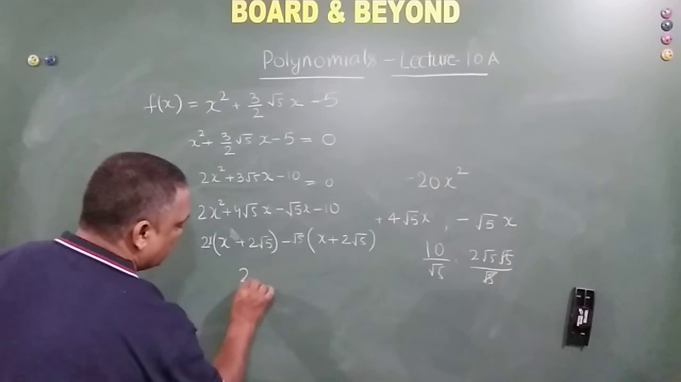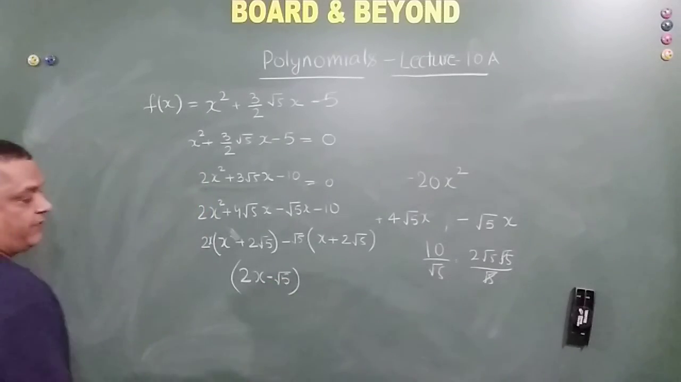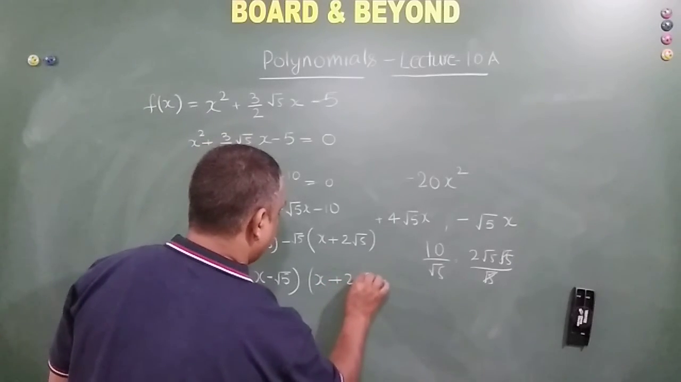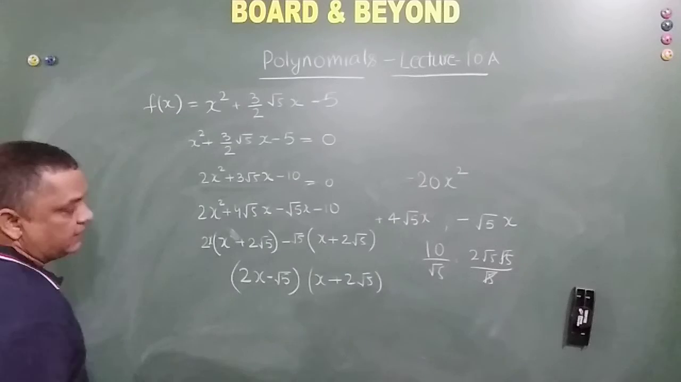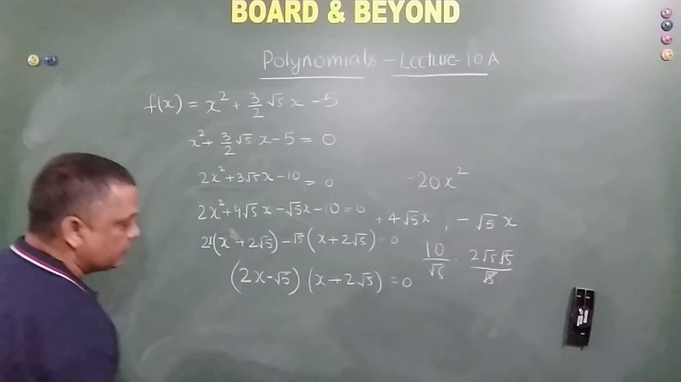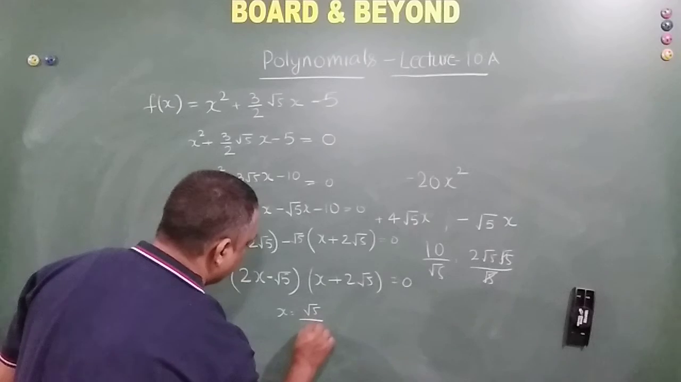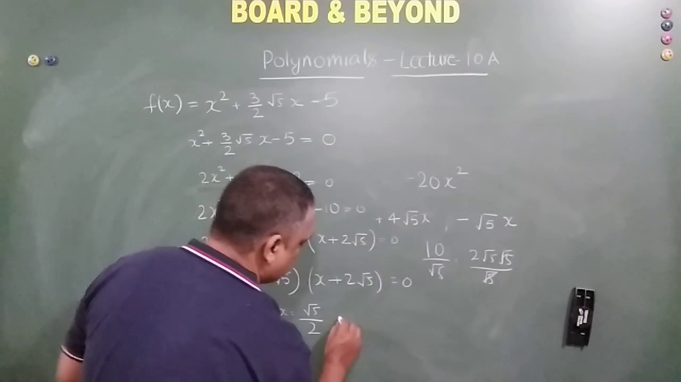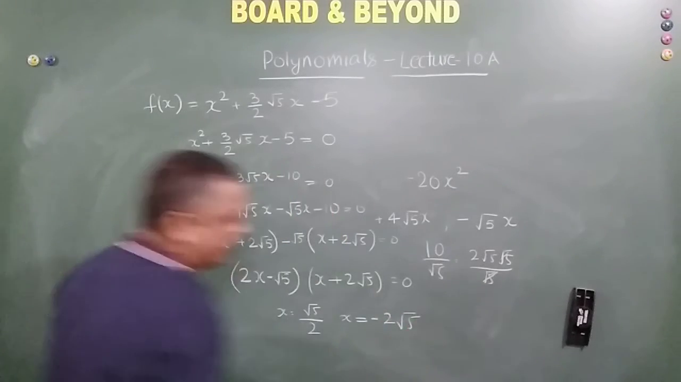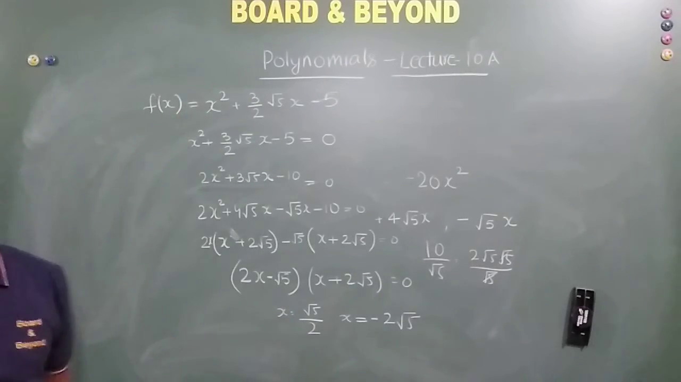Right friends? So the factors will be 2x minus root 5 and x plus 2 root 5. This is equal to 0. So equating this to 0, we get x is equal to root 5 by 2, and equating this to 0, we get x is equal to minus 2 root 5. So these are the two roots for this quadratic polynomial.